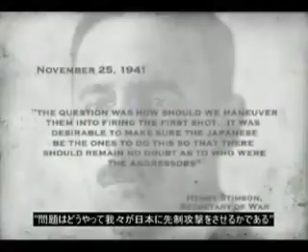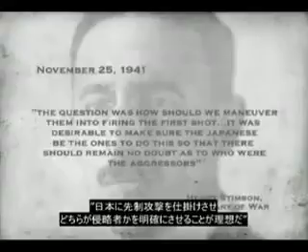In a journal entry by Roosevelt's Secretary of War Henry Stimson, dated November 25, 1941, he documented a conversation he had with Roosevelt. The question was, "How should we maneuver them into firing the first shot?" It was desirable to make sure the Japanese be the ones to do this, so that there should remain no doubt as to who were the aggressors.